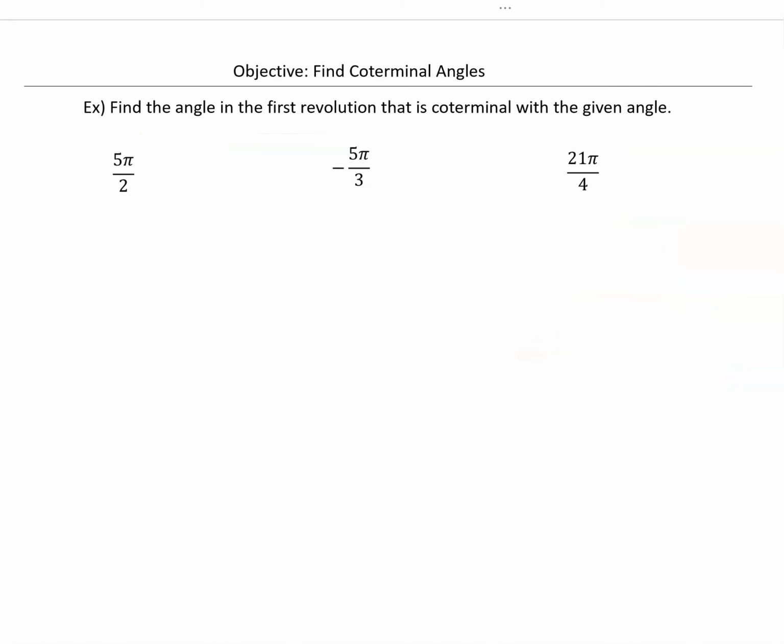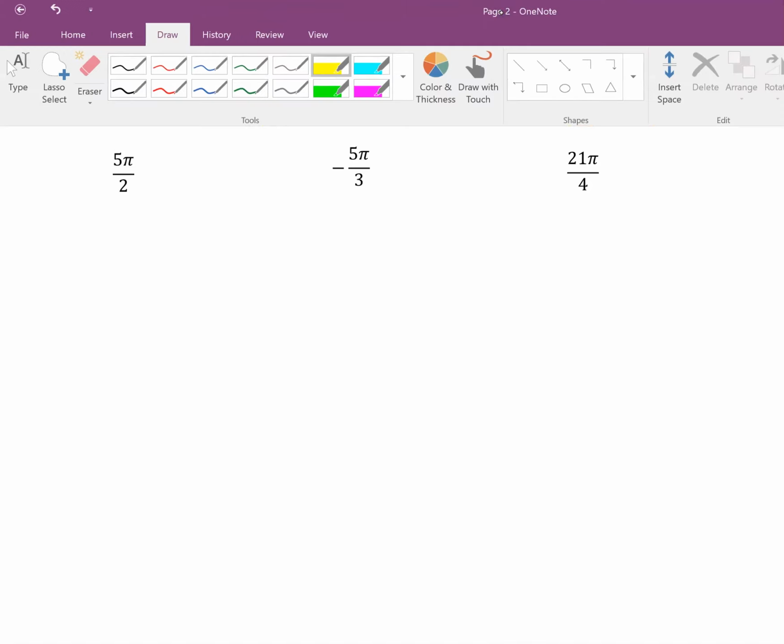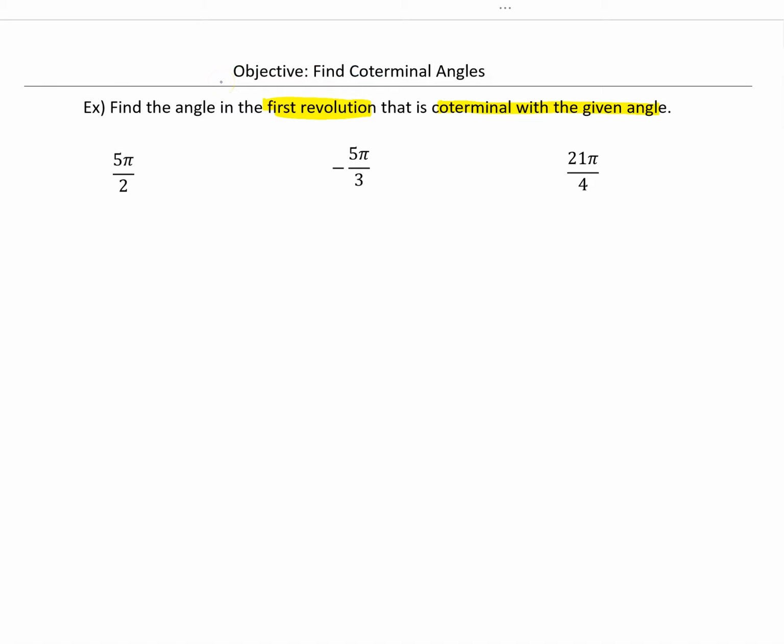All right, so let's take a look at these problems where we are going to be finding the angle in the first revolution. So we want to make sure we talk about that. It has to be coterminal with the given angle. So what do we mean by first revolution? When we talk about the first revolution, we're always talking about the first positive revolution. So the first full revolution in the positive direction.